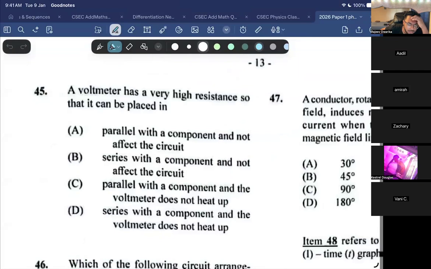A voltmeter has a very high resistance so that it can be placed A, in parallel with a component and not affect the circuit. B, in series with a component and not affect the circuit. C, in parallel with a component and the voltmeter does not heat up. D, in series with a component and the voltmeter does not heat up. Which one do you think is the answer?